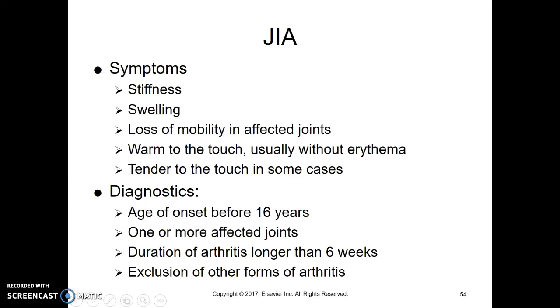So what do we see? Stiffness, swelling, loss of mobility, a joint that's warm to touch, but it's usually not red. So it's not an infectious thing. Sometimes it's going to be tender. It happens before age 16, and that's how they diagnose it. Has to have the onset before age 16 in one or more joints, and it lasts at least 6 weeks. And then they work up everything else and say it's not some other form of arthritis, so we're going to call it juvenile idiopathic.